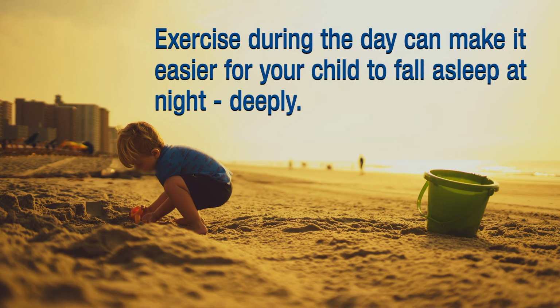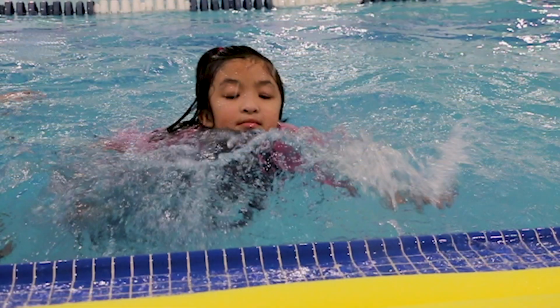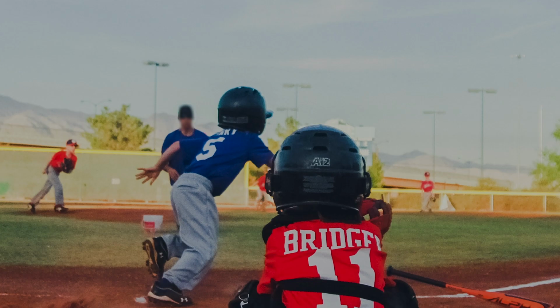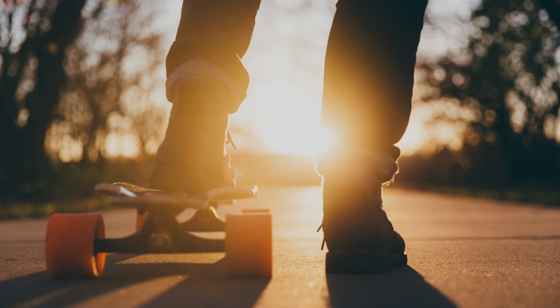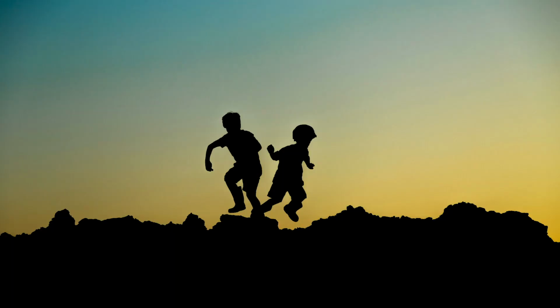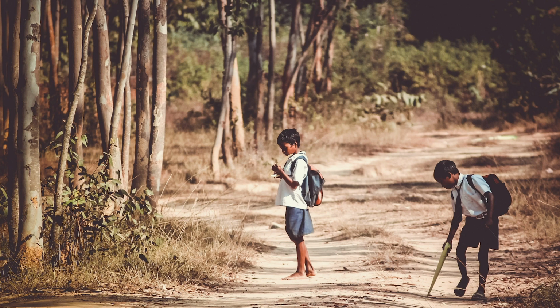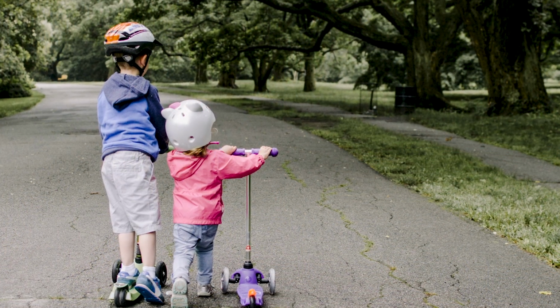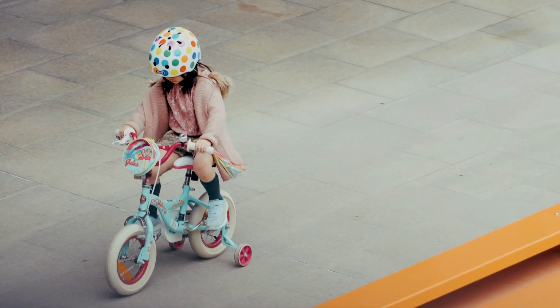Exercise during the day can make it easier for your child to fall asleep at night deeply. Plan exercise for early in the day and no more than 2 or 3 hours before bedtime, since stimulating activities close to bedtime may make it harder to fall asleep. Include outside play as much as possible so that your child gets the benefit of both exercise and natural light. Even if your child is on the go a lot, make sure there are also outlets for purposeful and continual movement, such as riding a bike or playing tag. This kind of movement will be most helpful for sleep.